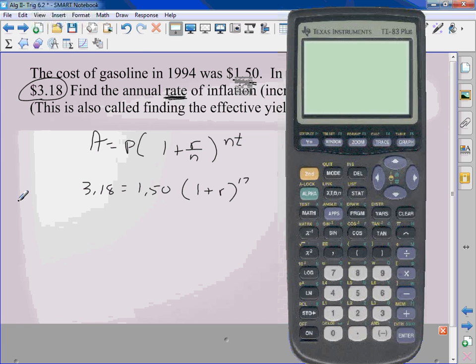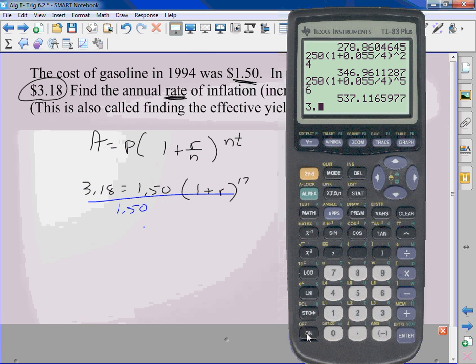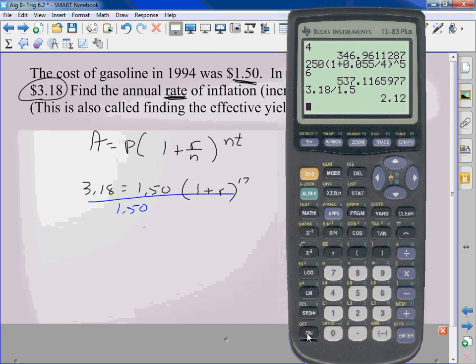Okay, solving this. What's the first thing I need to do? Divide by 1.5. I can't distribute because of that 17th power. Divide 3.18 by 1.5. So I get 2.12 is 1 plus R to the 17th.